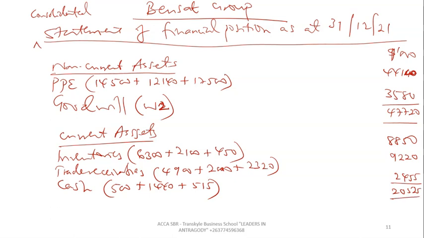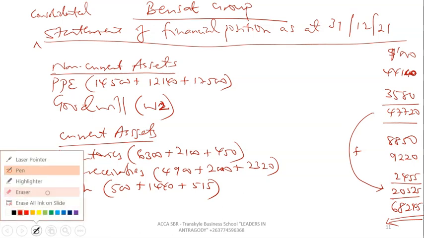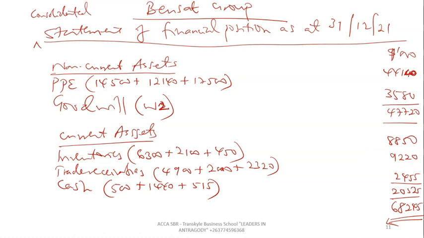We then have to add this value and this value. We have to add the 47,720 plus 20,525, and we should get our 68,245. Okay. That's the total assets figure. Total assets.